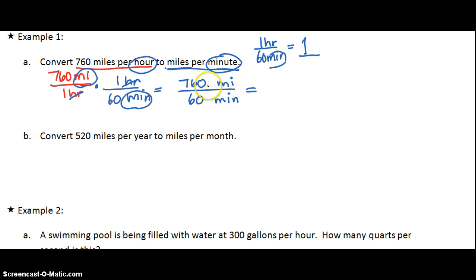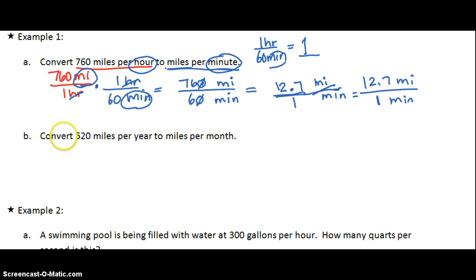So 760 divided by 60, I know my zeros cancel, and 6 goes into 76. It looks like it's a repeating decimal, so let's round to 12.7 miles per minute. You could leave it over 1 if you'd like, make it all miles per 1 minute. That might be a great way for us to start. Let's start that way. Miles per 1 minute. We want 1 as our denominator.